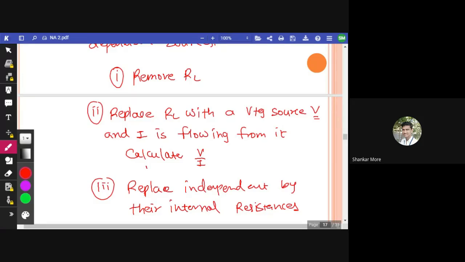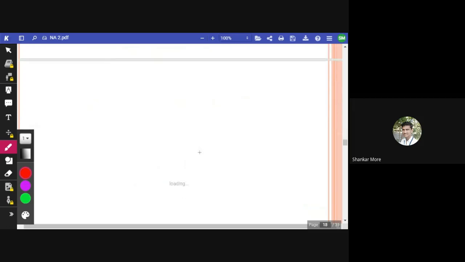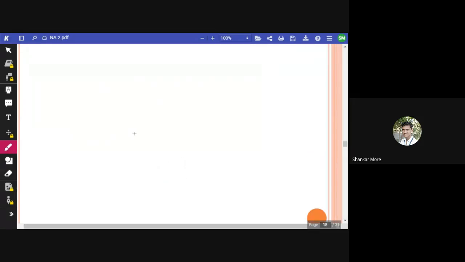Until and unless I give you one example, it will be quite difficult for you to calculate RTH, right? So we'll take one example here. So guys, I'm drawing one circuit here, and what you have to do is just calculate RTH. Don't calculate VTH and all.